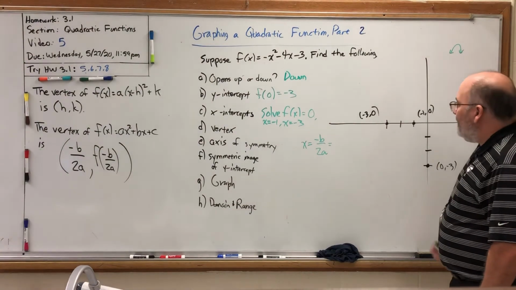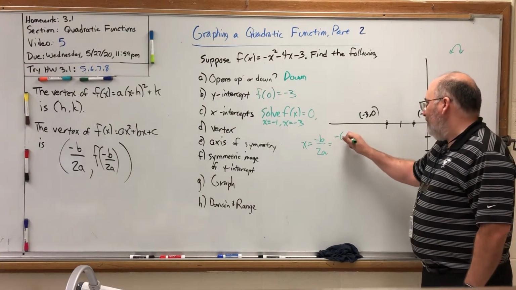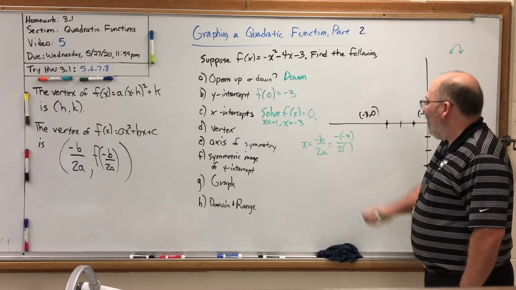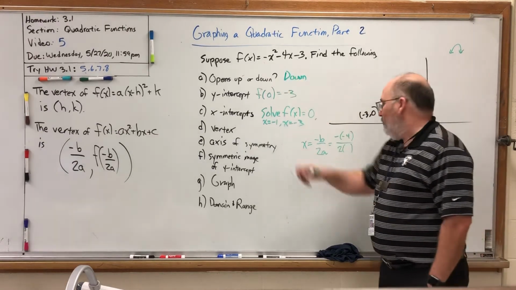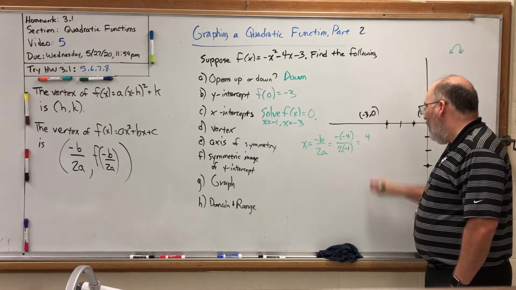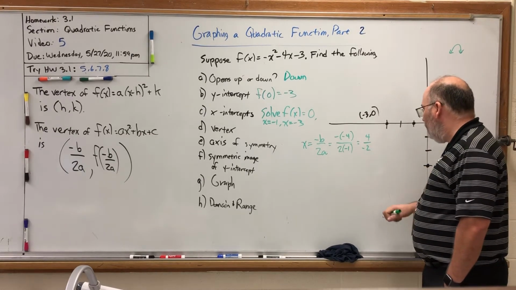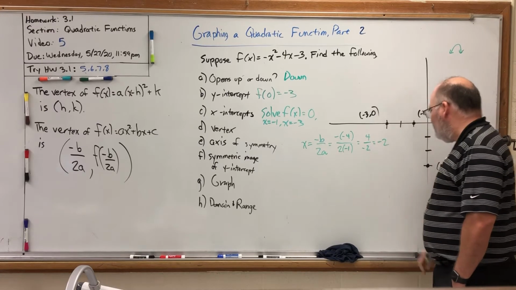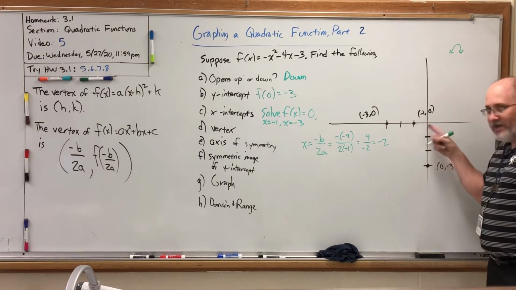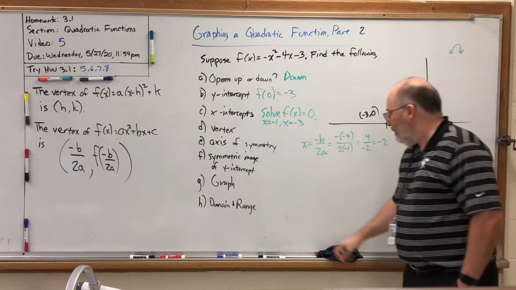The b is negative 4, so I'm going to stick a negative on the negative 4. That will make it positive. On the bottom, I double the a, but the a is negative 1. So on the top, we get 4. On the bottom, we get negative 2. 4 divided by negative 2 is negative 2, which confirmed what I suspected a minute ago. It's right between negative 1 and negative 3.